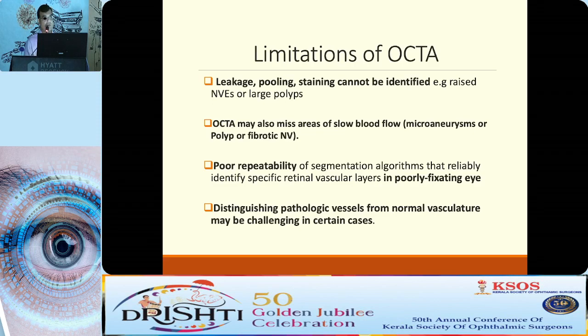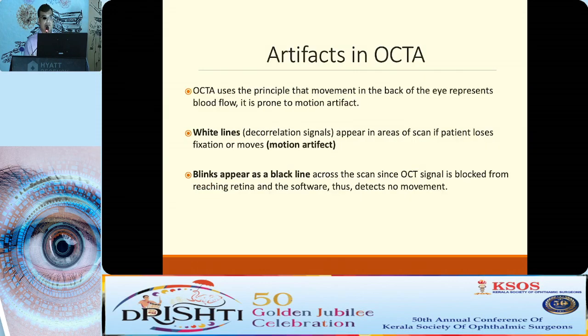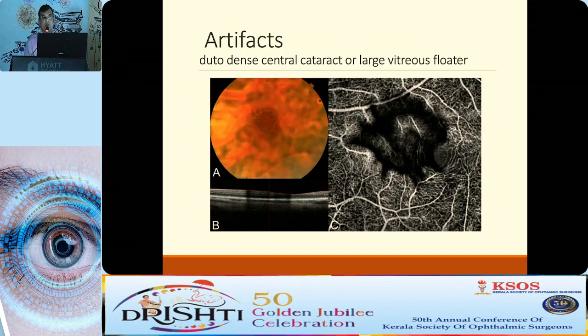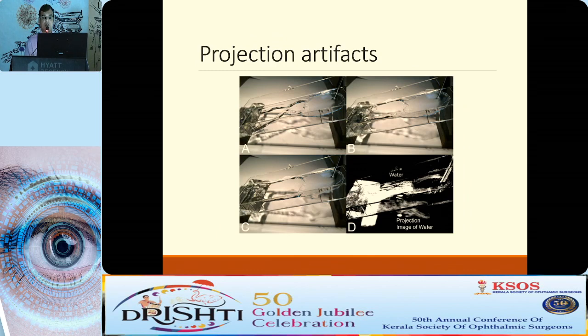So the limitation is it cannot detect leakage, pooling, or staining. OCTA misses very slow flow signals or very fast flow signals. Poor repeatability is there. Artifacts are there, which can make it difficult to interpret OCTA. This is a projection artifact. A large floater, hemorrhage, or a thick vessel over the retina can cause difficulty in visualizing lower images. Projection artifact: if there is anything on the superficial layer of retina or in the posterior vitreous cavity, it can project an image over it, as you are seeing a water level on the lens.